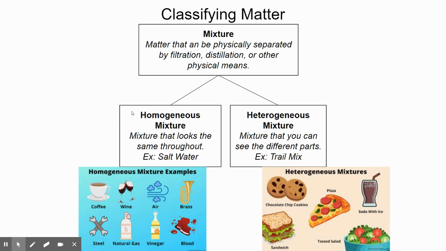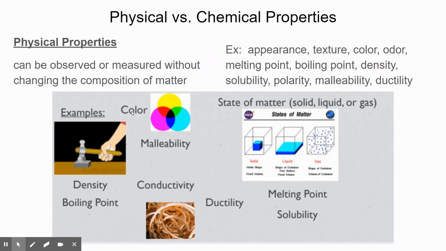Okay, so that's classification of matter. Let's talk about physical and chemical properties. Physical properties of matter are ones that can be observed or measured without changing the composition of the matter. Examples are appearance, texture, color, odor, melting point, boiling point, density, solubility, polarity, malleability, and ductility.